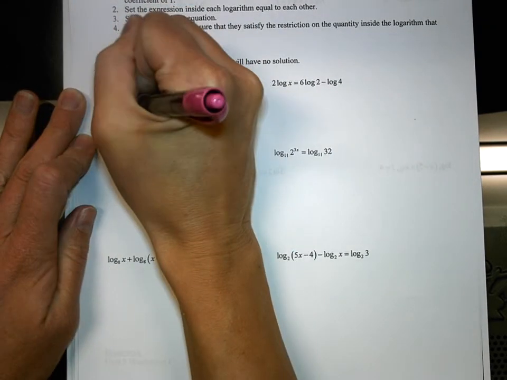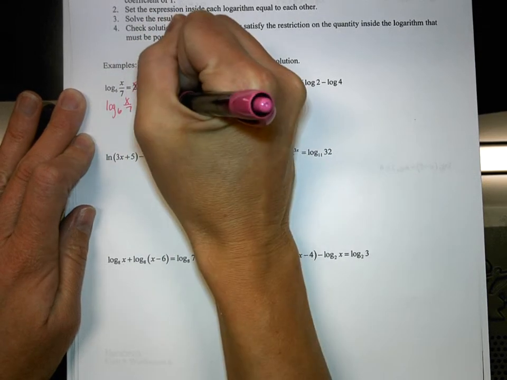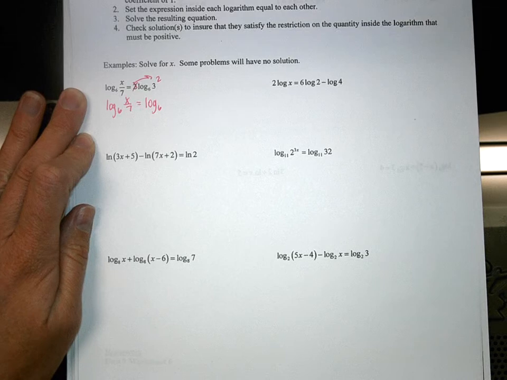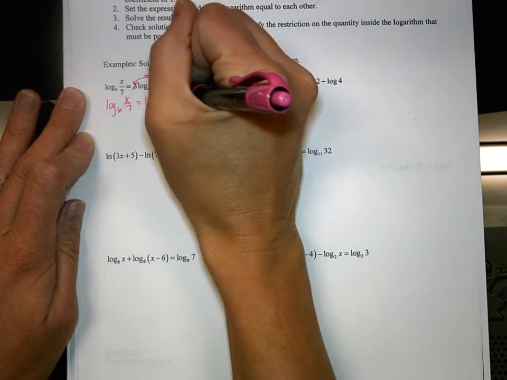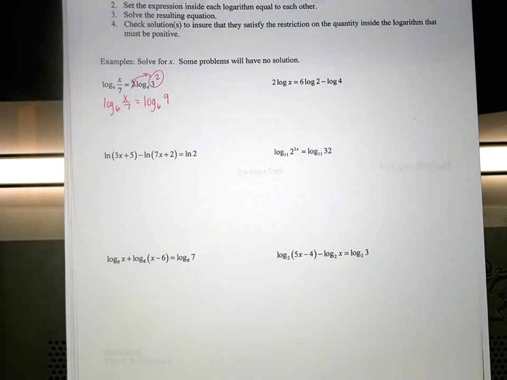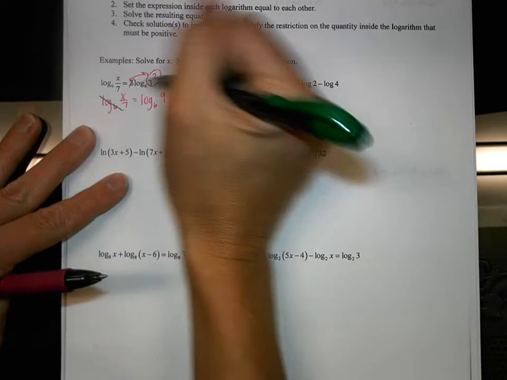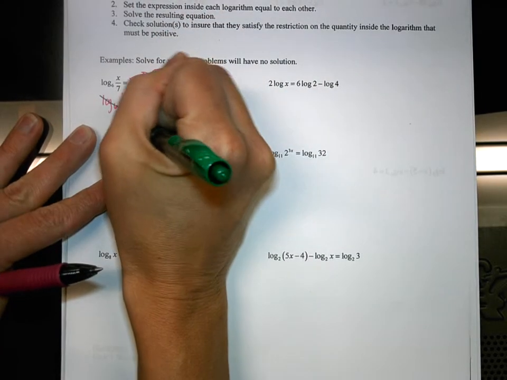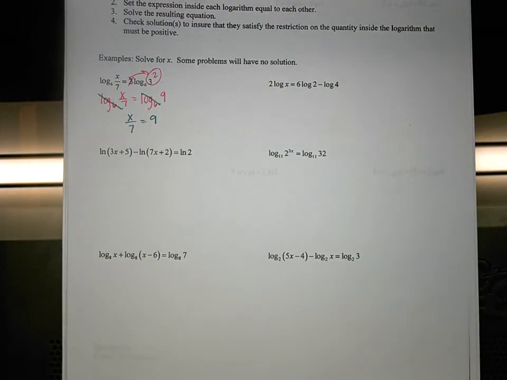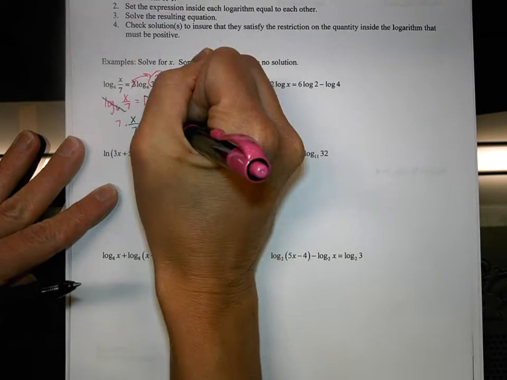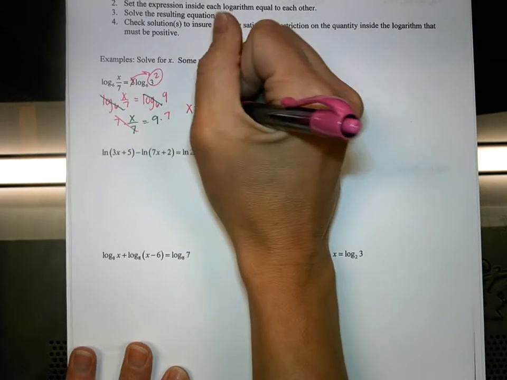I'm going to rewrite this now as log base 6 of x over 7 equals log base 6, and we simplify that, and 3 squared is what? 9. Okay, now do I have a single log on both sides? Yes, so I can cancel them out, and we have our problem of x over 7 equals 9. And what would I do to solve that? Very good. Multiply by 7 to both sides, and we have x equals, and 9 times 7 is? 63. Well done.